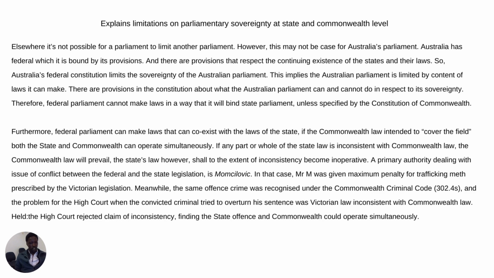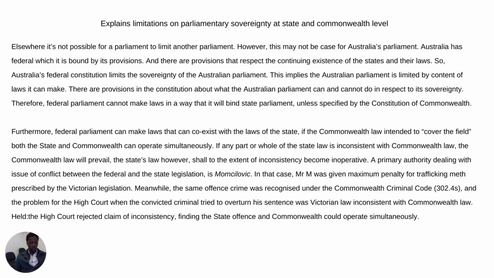And the provisions enshrined in that constitution also provide that the continuing existence of the states and their laws must be respected. So Australia's federal constitution limits the sovereignty of the Australian federal parliament. This implies that the Australian parliament is limited by the content of the laws it can make. There are provisions in the Constitution about what the Australian Parliament can and cannot do in respect to its sovereignty. Therefore, federal parliament cannot make laws in a way that will bind state parliaments unless specified by the Constitution of the Commonwealth. It will not at any point in time be able to limit the state parliaments.